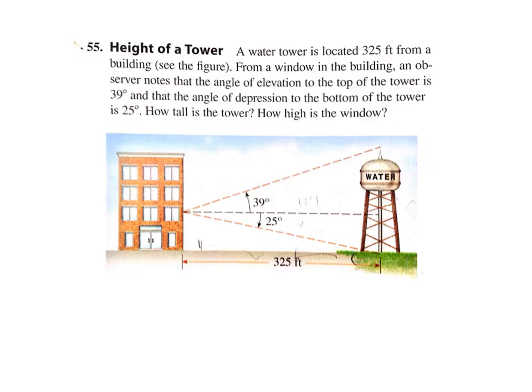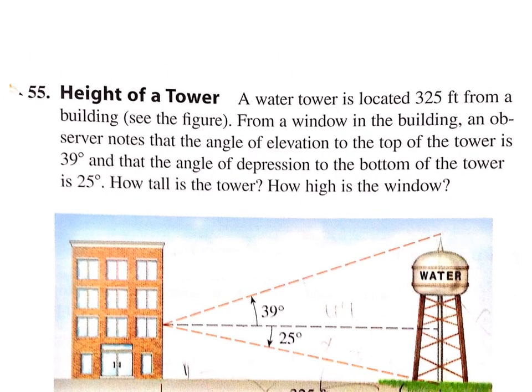And last thing, oh, thank goodness. So, word problem. We got a diagram, height of a water tower. Let's see. A water tower is located, zoom in a bit. Water tower is located 325 feet from a building.